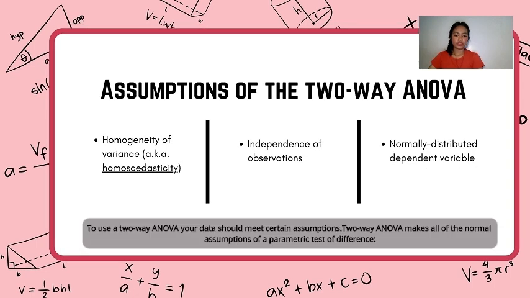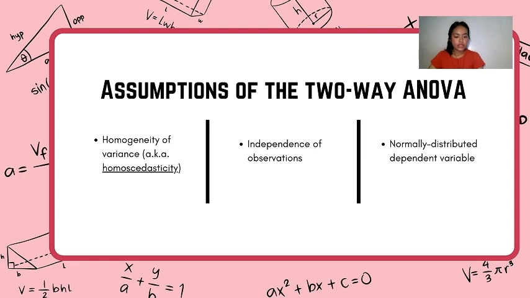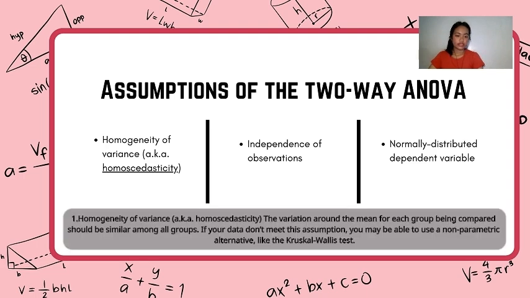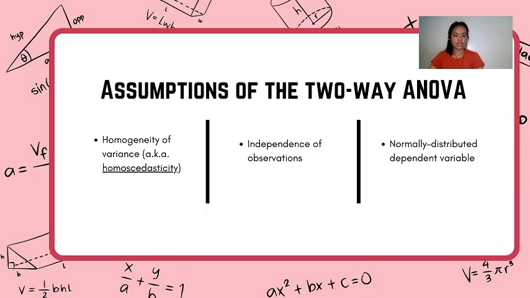There are assumptions of two-way ANOVA. To use two-way ANOVA, your data should meet certain assumptions. Two-way ANOVA makes all the normal assumptions of a parametric test. Number one is homogeneity of variance, or homoscedasticity. The variation around the mean for each group being compared should be similar among all groups. If your data don't meet this assumption, you may be able to use a non-parametric alternative like the Kruskal-Wallis test.